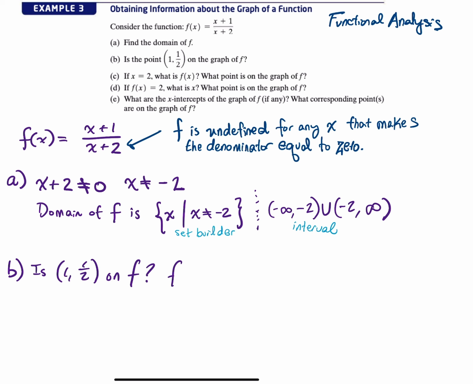So let's find out. F of 1, remember this is our function here, so let's plug in 1 for x. Instead of x, plug in 1: 1 plus 1 over 1 plus 2. So 1 plus 1 is 2 on the top, and then 1 plus 2 is 3. So this tells us that f of 1 is equal to 2/3, not equal to 1/2. So we'll have to say no, that point is not on our graph.